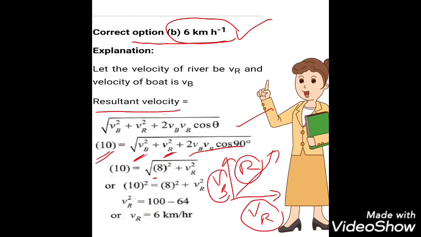Here the angle between the velocity of the river and the velocity of the boat is 90 degrees. So cos 90 becomes 0, and the whole term becomes 0 here. If you simplify this, you will get velocity of the river equal to 6 km per hour. This is the correct answer.